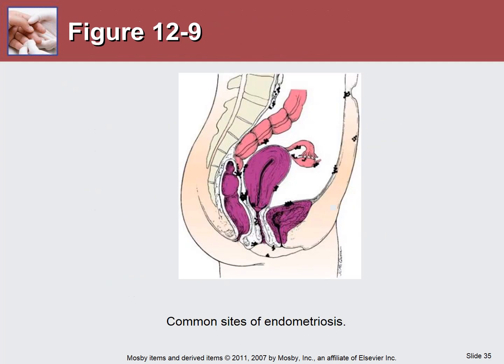Next slide. This picture is showing you the common sites of endometriosis. So of course the uterus area and outside of that. Next slide.